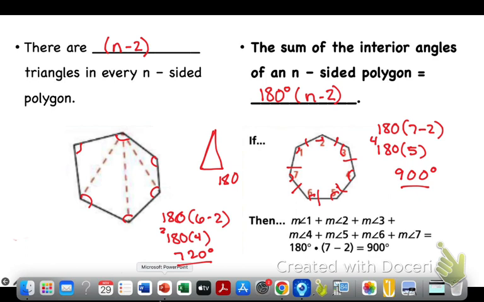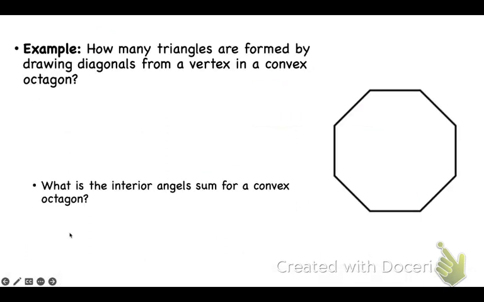Make sense? Okay, do you need to know these formulas? Yes. Am I good? Hey, how many triangles are formed by drawing the diagonals from the vertex of a convex octagon?